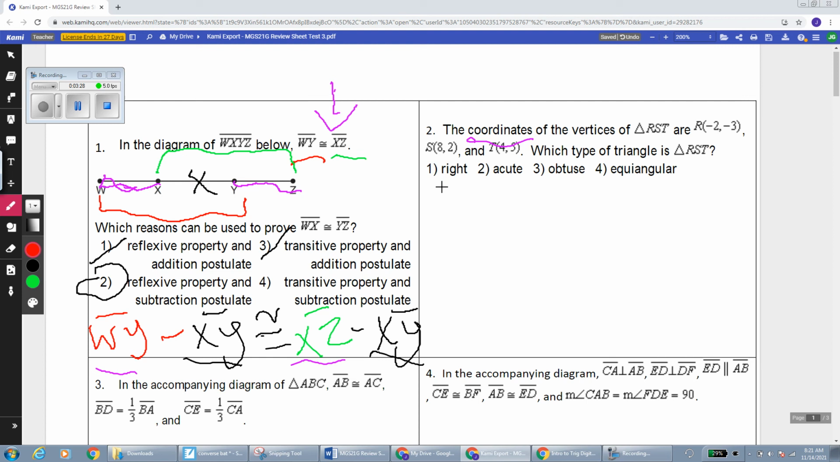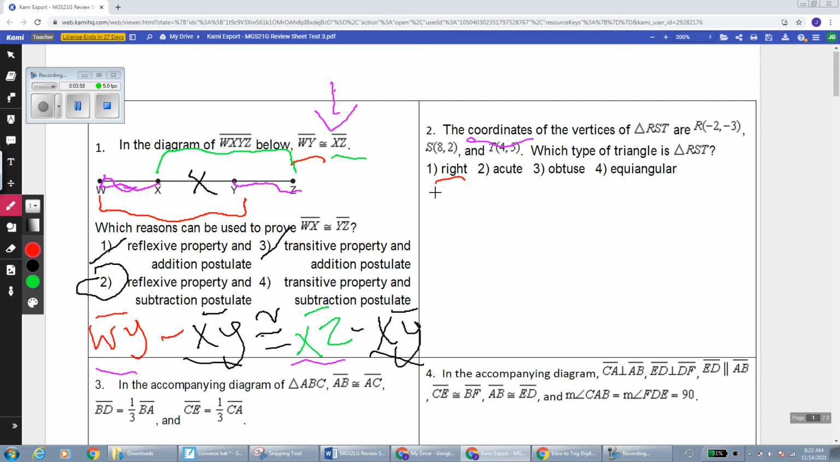The first choice says to show that we have a right triangle. Remember, right triangles have right angles, and right angles are formed by perpendicular lines. So in order to know if we have a right angle in this triangle, we would have to show that two sides of the triangle are perpendicular to each other. Remember that perpendicular lines have negative reciprocal slopes. So all we need to do to see if we have a right triangle is find the slopes of each of the sides of the triangle and see if any of the slopes are negative reciprocals of each other.